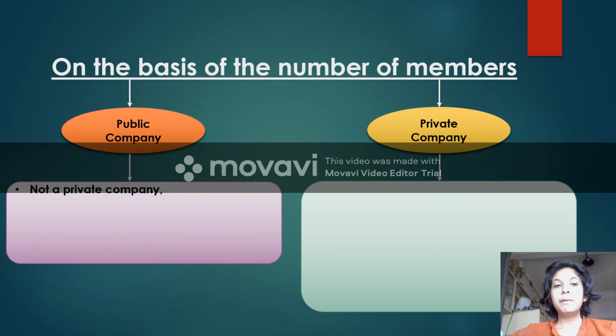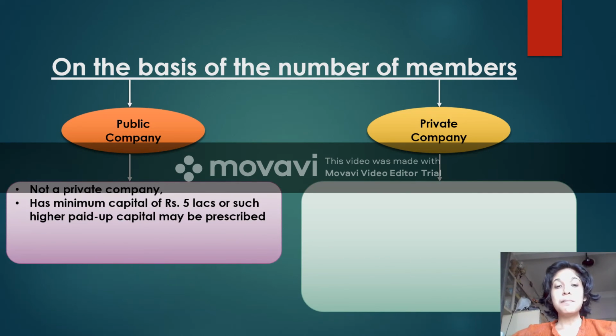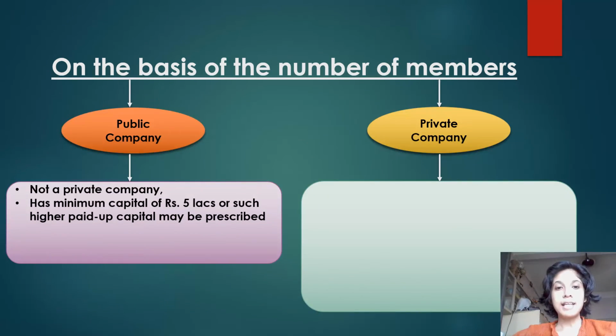First feature of a public company is that it is not a private company. Of course it is not. The next one is it has a minimum capital of 5 lakhs or such higher paid up capital as may be prescribed.